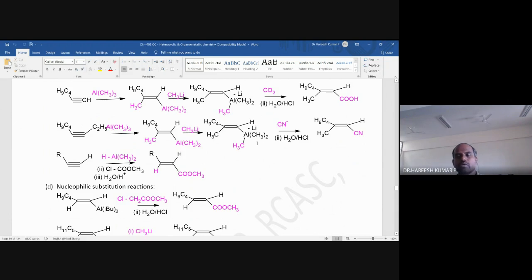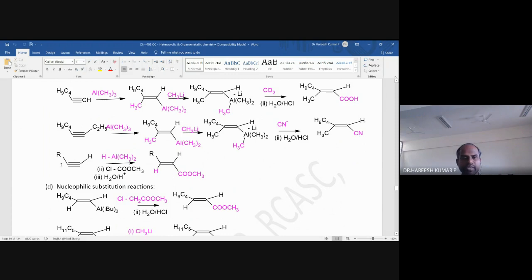It will form a new bond between this carbon and this nitrile. So that is how a compound is obtained.